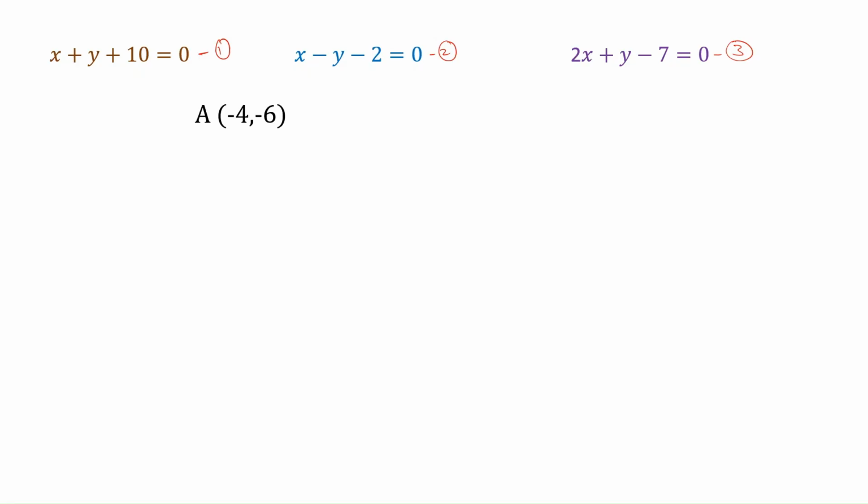Write it down here. Now we have to find the intersection point for second and third equations. Second one is x minus y minus 2 equal to 0, whereas the third equation is 2x plus y minus 7 equal to 0. Again add these two equations. x plus 2x is 3x. Minus y plus y will get cancelled out. Minus 2 minus 7 is minus 9 equal to 0. From this x is equal to 3.